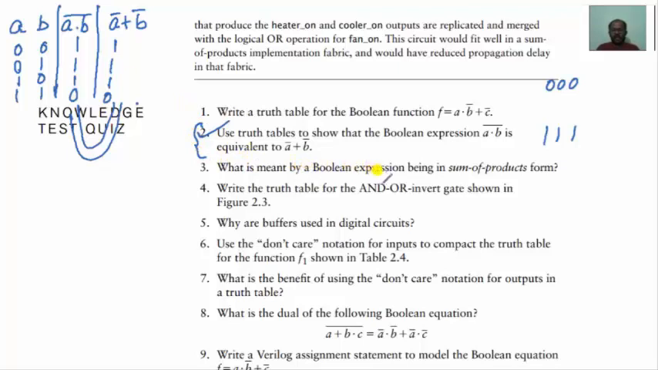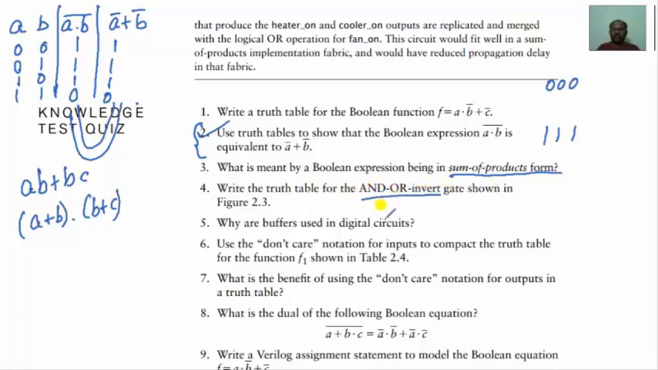What do you mean by a Boolean expression? That is sum of product form. If I am writing ab plus bc, then it is sum of product. But if I am writing (a plus b) times (b plus c), it is product of sum. These two things are very important. In digital electronics, especially in K-map solving, you will be encountering sum of product as well as product of sum. Write the truth table for AND or invert. I have shown it in figure 2.3. You should be in a position to write it.